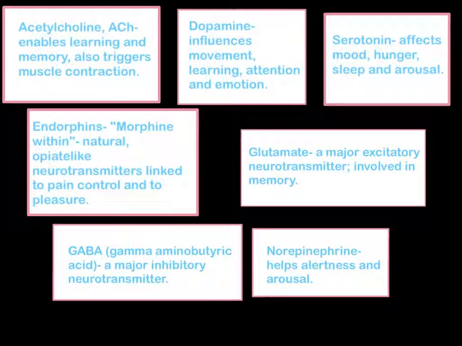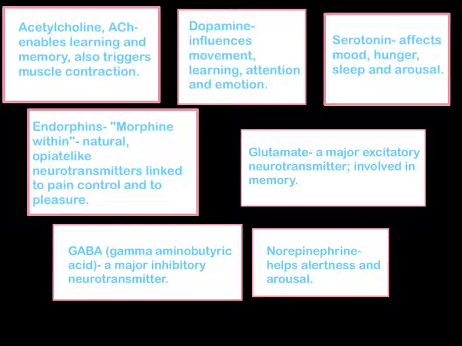Another well-known neurotransmitter would be endorphins. This is the morphine within. It's the natural opiate-like neurotransmitters, and they're linked to pain control and to pleasure. So if you were to say, break a bone, and you didn't feel it right away, that would mean that your body's endorphins are going and dulling the pain for you.